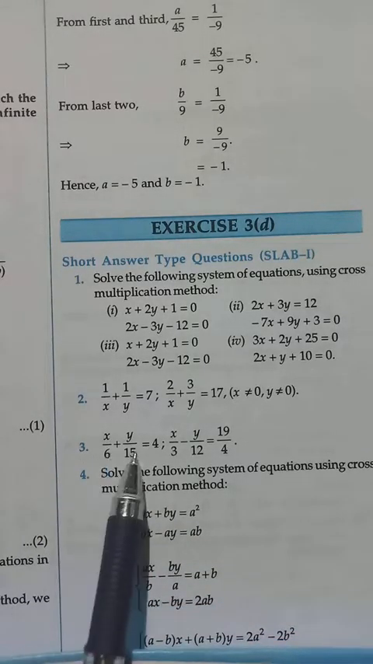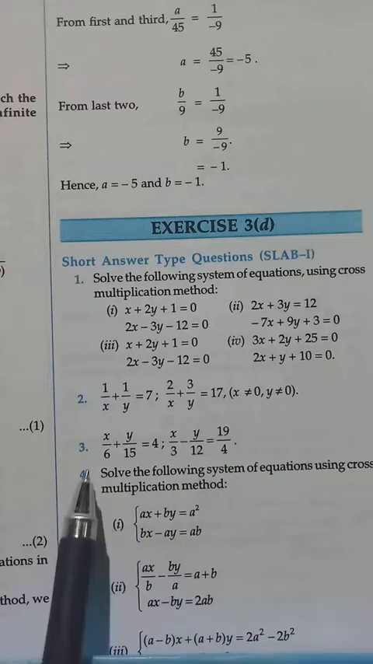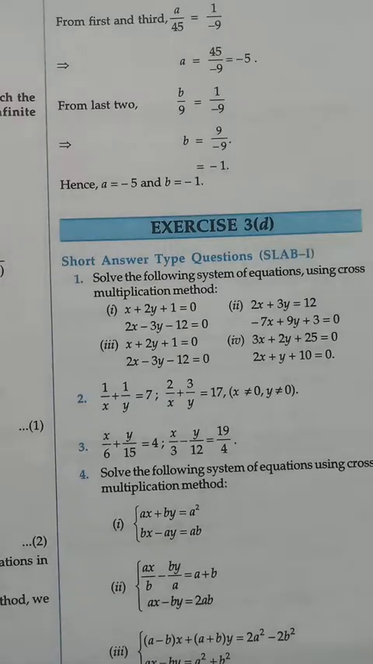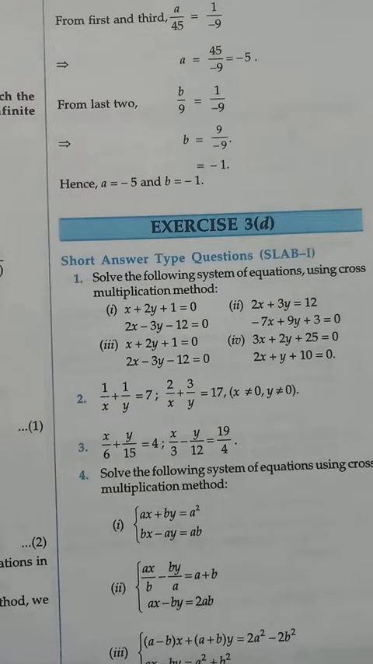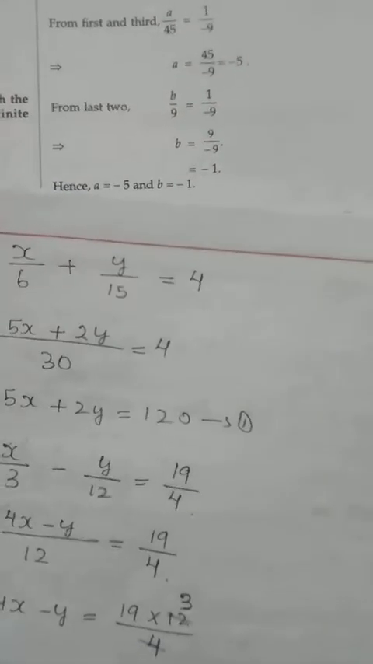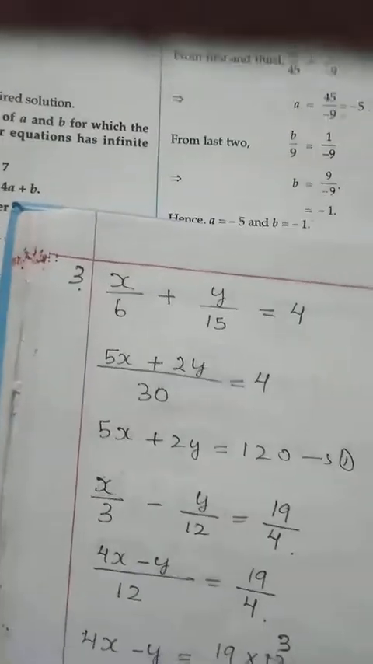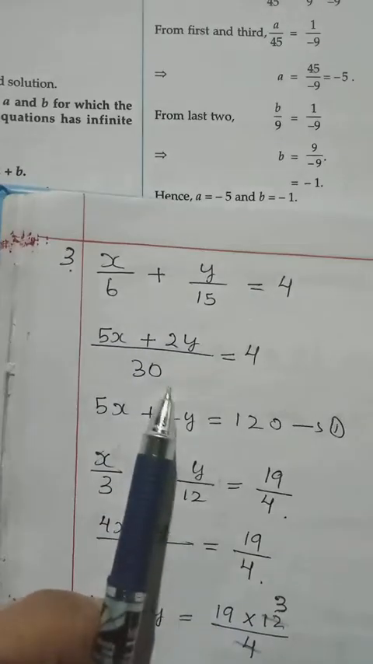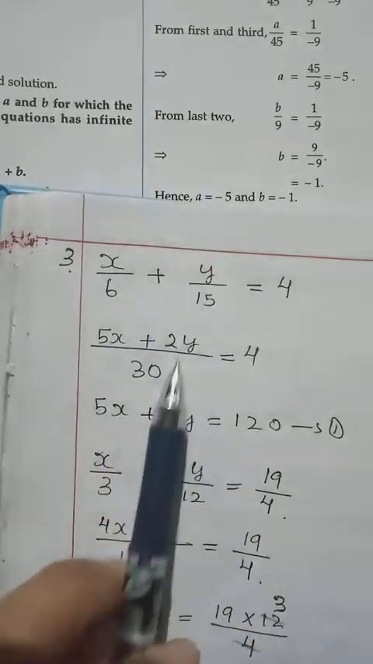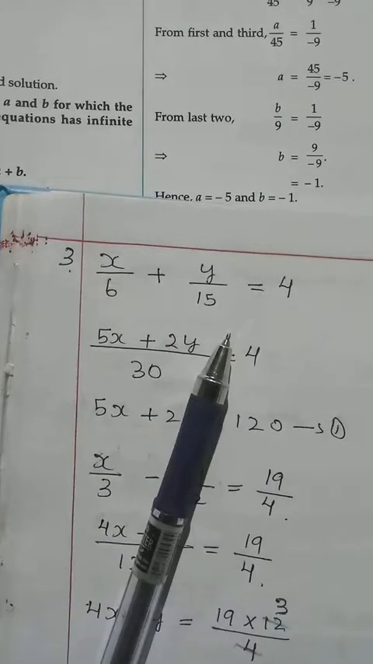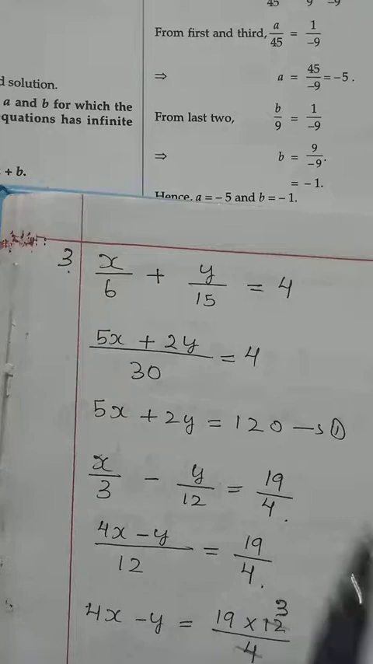Here we have fractions. So let's find the LCM. Find first the LCM of 6 and 15. It will be 3 into 2, 3 into 5. So LCM will be 30. So 6 divide 30, we will have 5. So 5 into x, 5x. 15 divide 30, we have 2. 2 into y, 2y. Then this one we cross multiply this side. 30 into 4 will be 120.